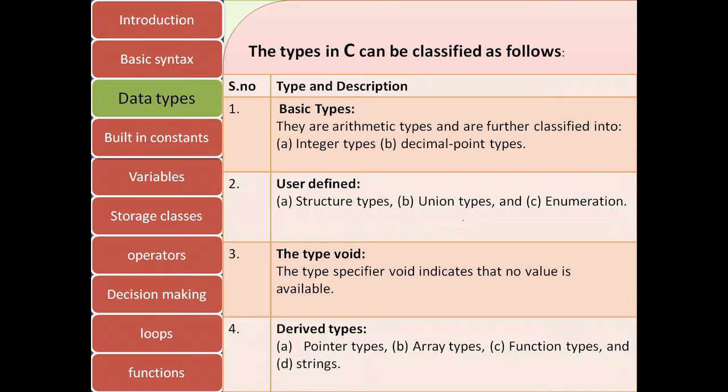The data types in C is classified into four major categories: basic types, user defined, type void, derived types. As of now, we will only be dealing with basic data types. In the future sessions, we will be learning about the other data types. Basic type data types are arithmetic type data types and are further classified into integer types and decimal point types.